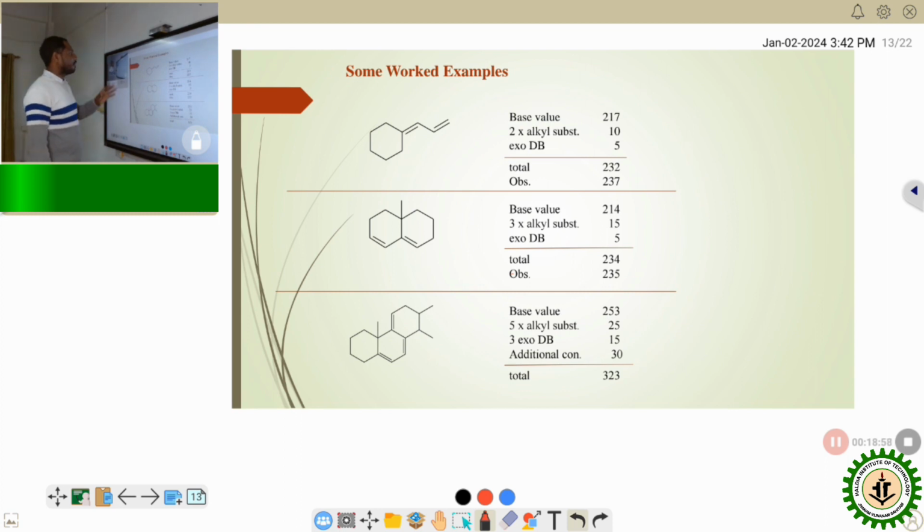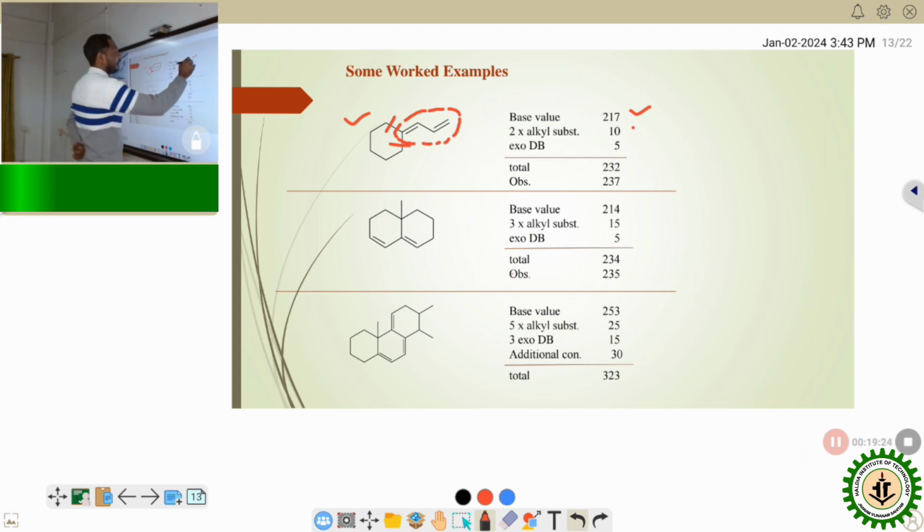Now, here we calculate some examples of calculation of lambda max value. In this case, this is an acyclic diene system. For acyclic diene, you add 217. This is the base value of acyclic diene. And in this case, you see that two substitutions are present: two alkyl ring residues. Okay. And this double bond is known as an exocyclic double bond. For exocyclic double bond, you add plus 5. So the total is 232 nanometer, and the observed value is 237.